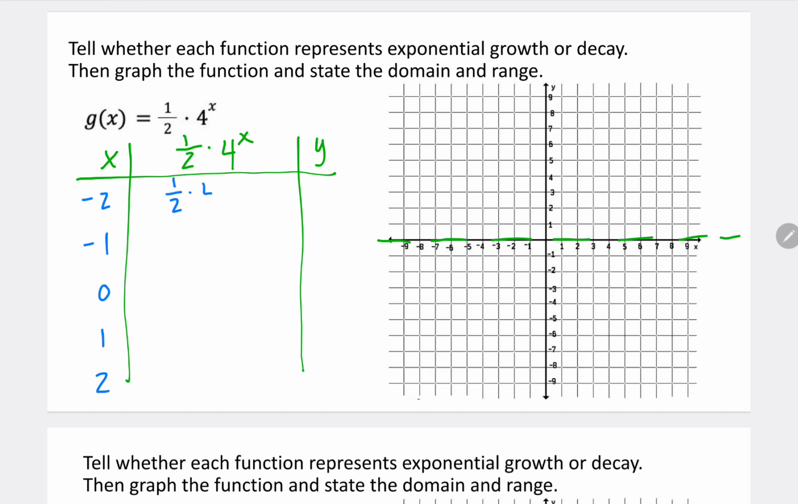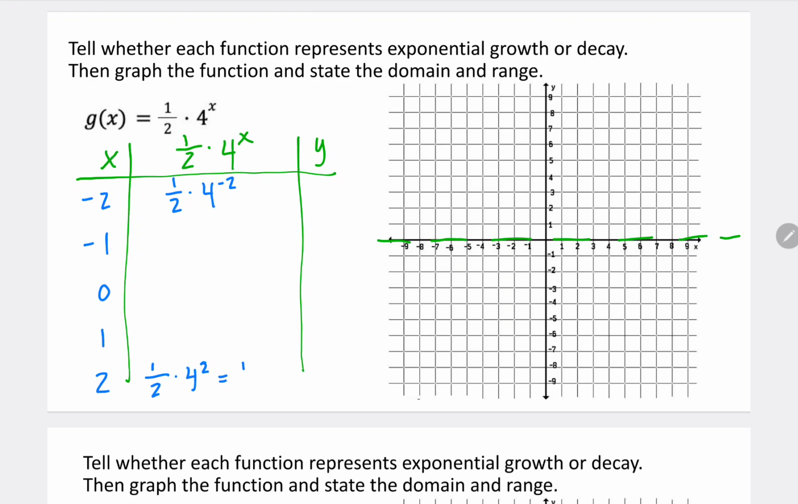So 1/2 times 4 to the negative second power. Make sure you're careful to use order of operations on all these problems. So you always do the exponent first, 4 to the negative second power first, and then multiply that by 1/2. And if you have trouble knowing what 4 to the negative second power is, do 4 squared first.